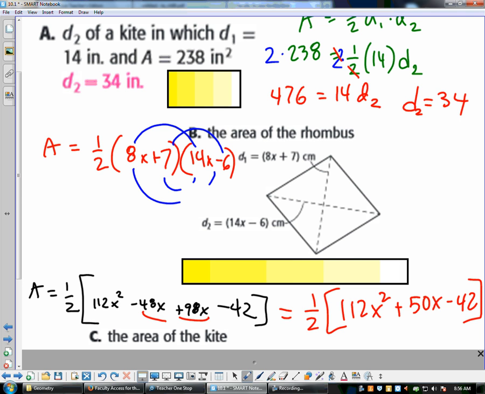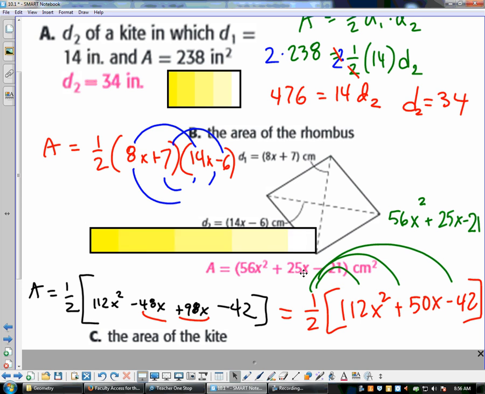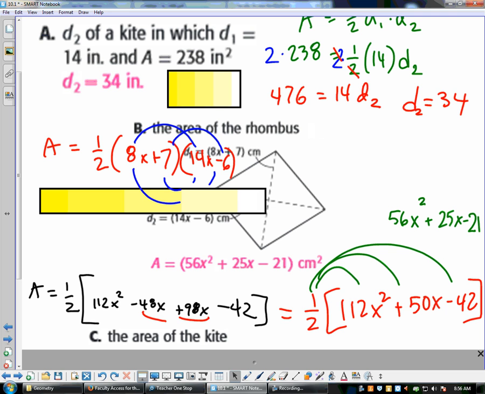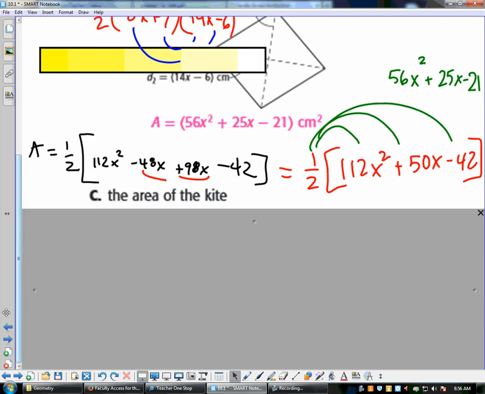And if I can distribute that 1/2 through here, what will we get? 56x squared plus 25x minus 21. Are we okay with this? That's what we have as our answer here. If they said the area is 112, so solve for x, then you'd have more work to do. But for right now, they were just looking for an expression.